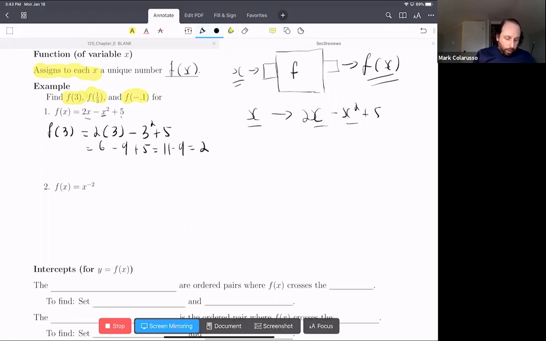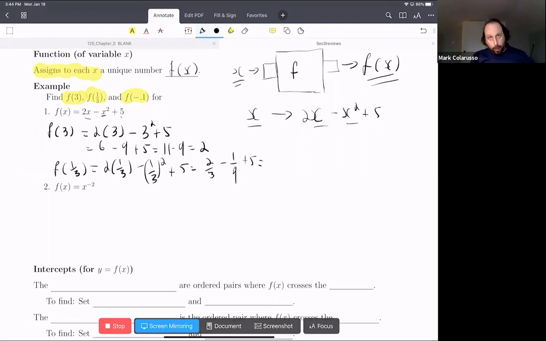So let's do another one. We all like fractions, right? So if we input 1/3, the output is 2 times 1/3 minus (1/3) squared. And it's good to watch your parentheses here. Remember that you're subtracting (1/3) squared. It's not (minus 1/3) squared, it's minus (1/3) squared. Plus 5, and so now we have to do some more calculation. So we have 2/3 minus 1/9 plus 5.